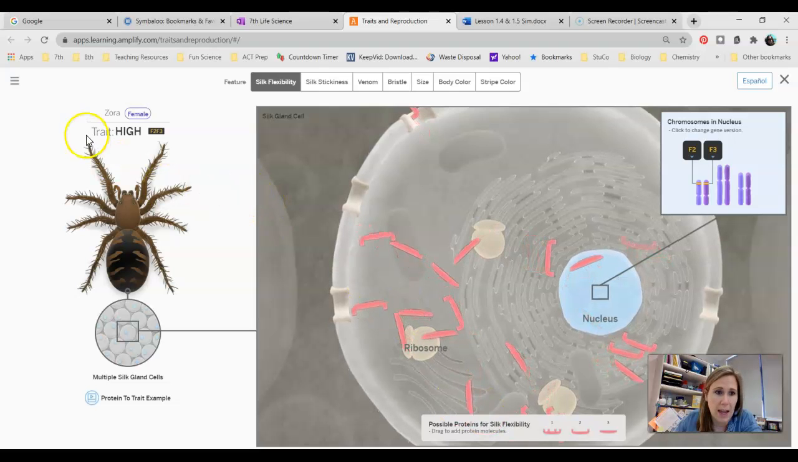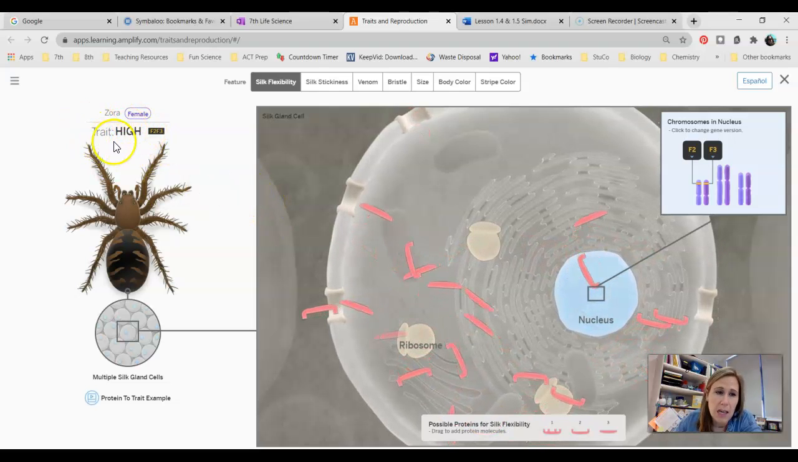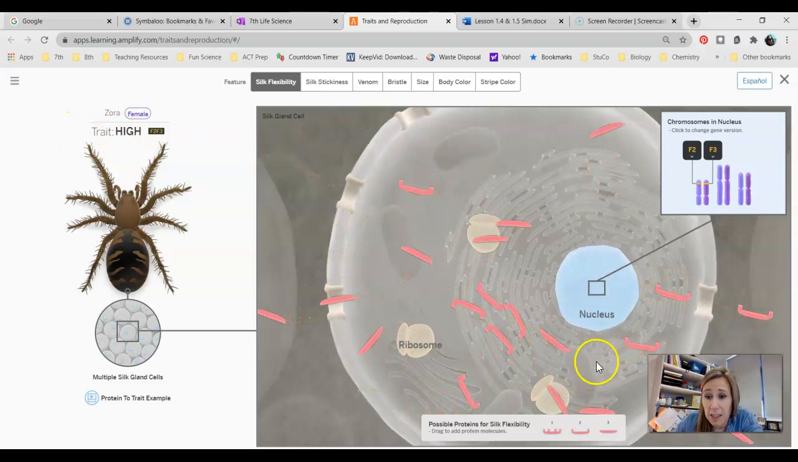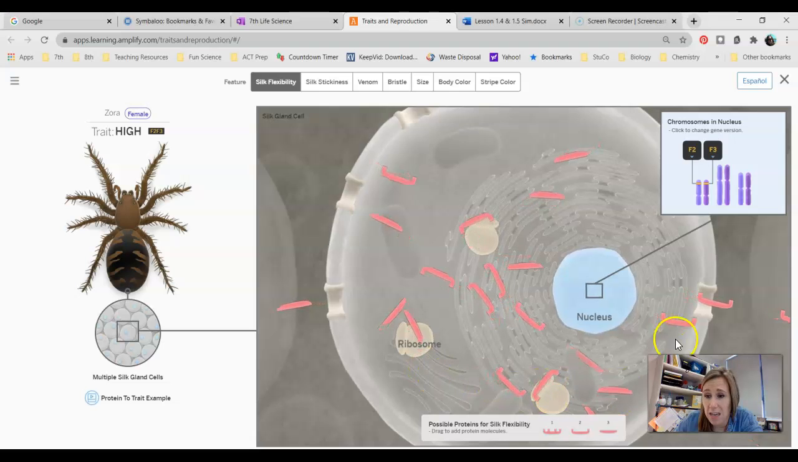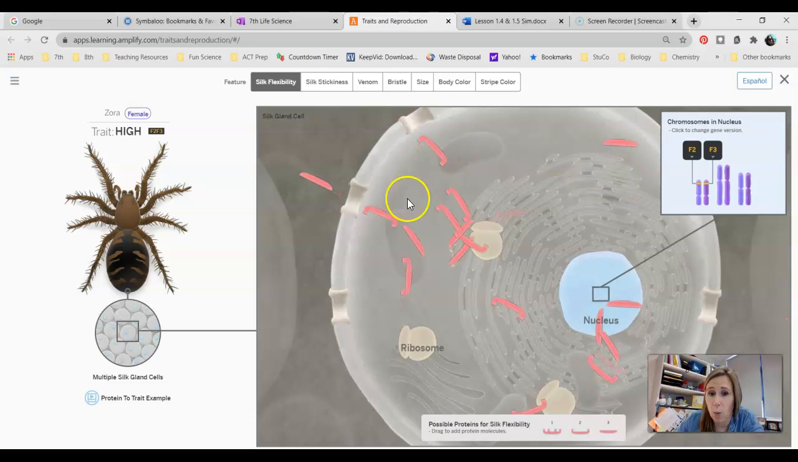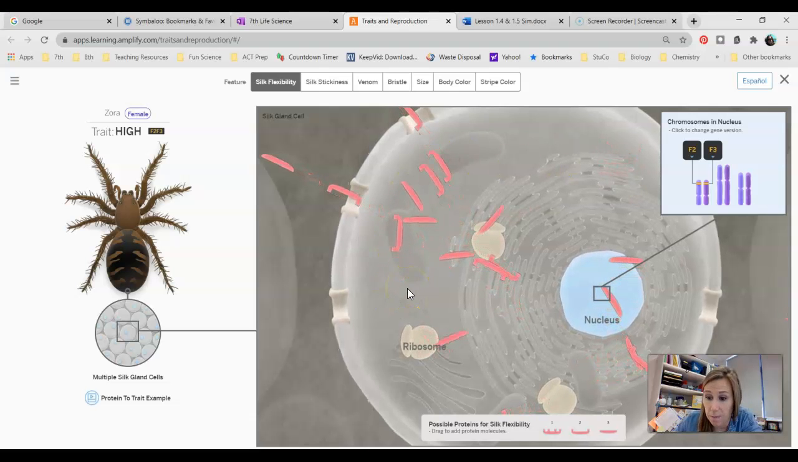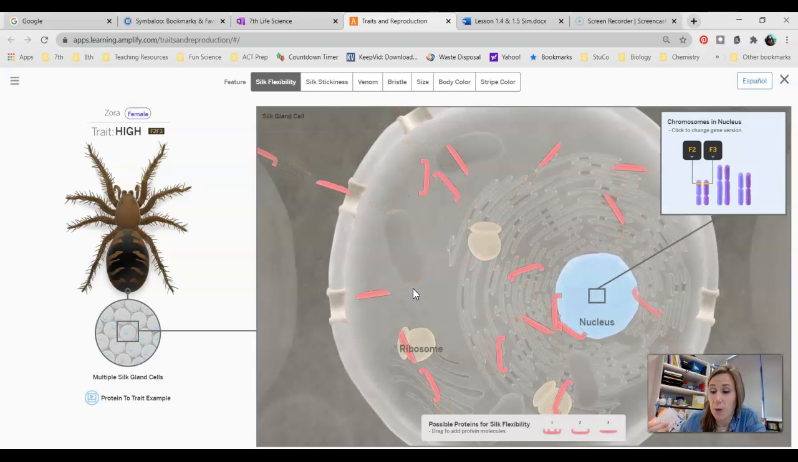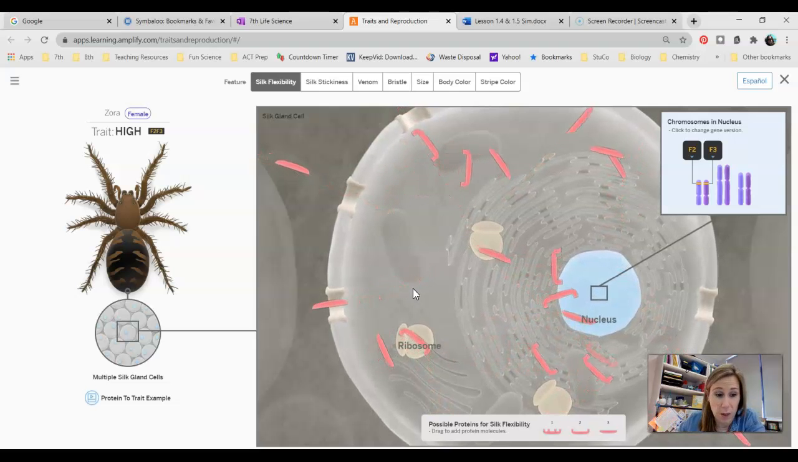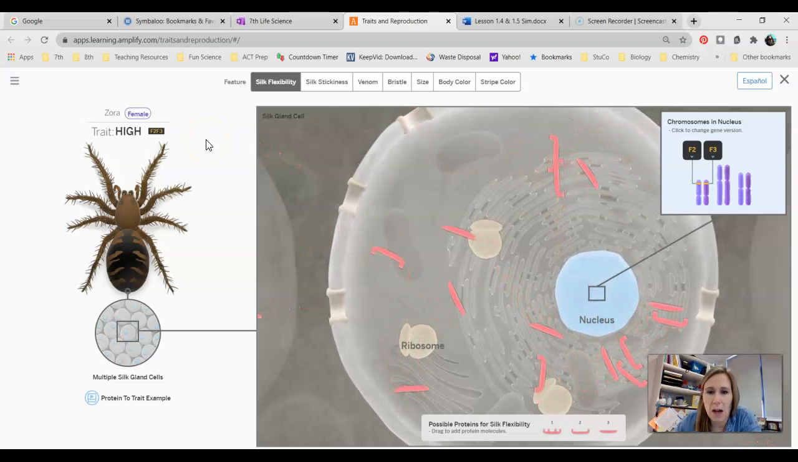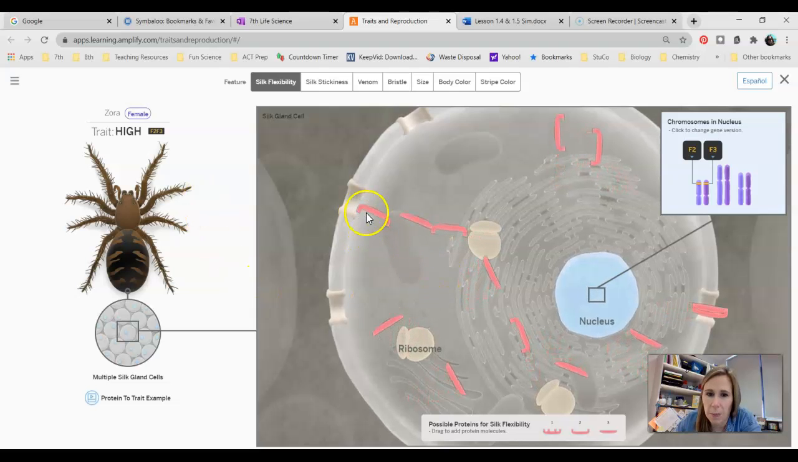So we know that Zora has high silk flexibility, meaning her silk is super flexible. Okay, it's these proteins that we find in Zora's cells that make up those silk fibers. The shape of those proteins are why her silk is so flexible. Okay, she's gonna have different proteins in her cells than a spider with low silk flexibility. So let's just take a minute really to look at how these little protein molecules would even come together to form silk.